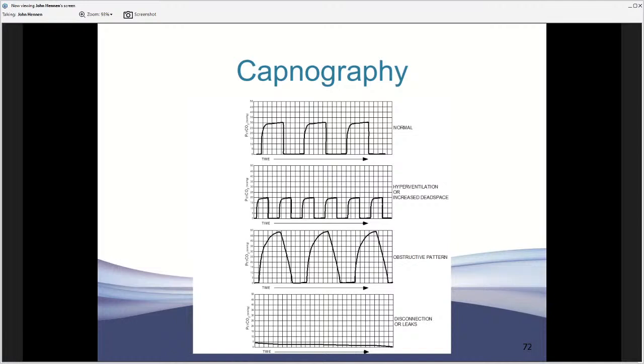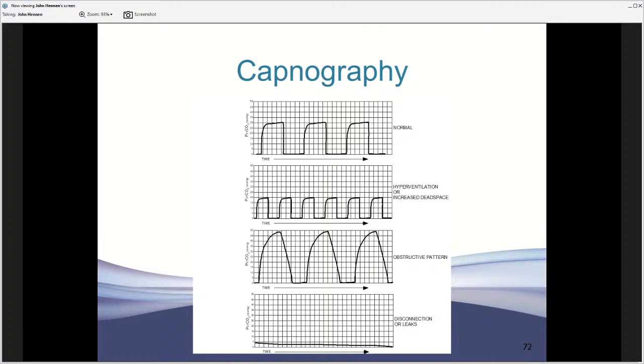Highlight number 3, normally the end-tidal CO2 is going to be lower than the arterial CO2. All right. And so letter A, arterial CO2 should be around 40. End-tidal CO2 should be about 5 less, about 35. All right. Highlight number 4, the end-tidal CO2 can also be displayed as a percent, and the normal value for it is 3 to 5%. So make a special note of that.